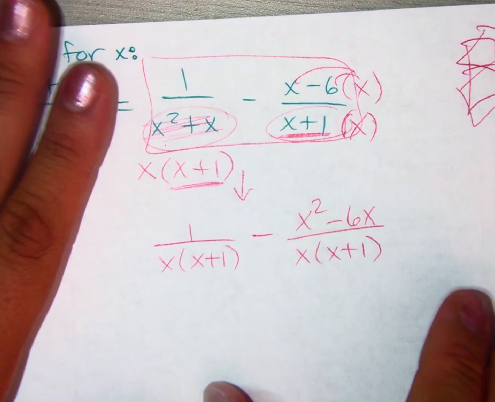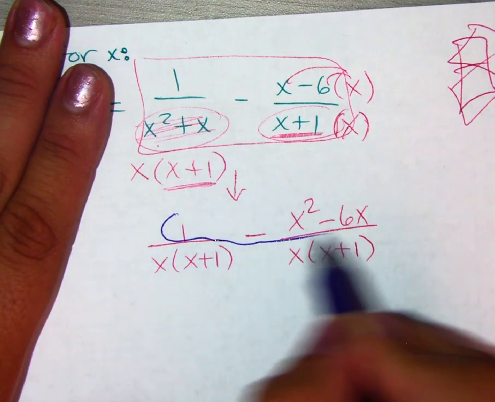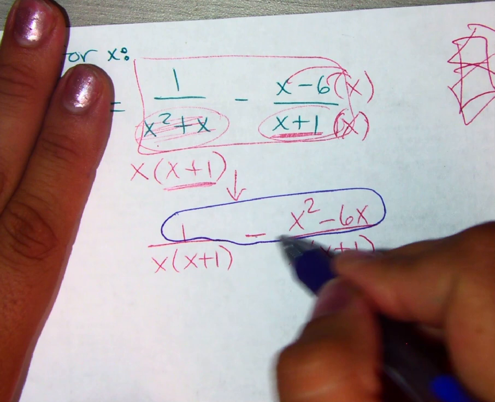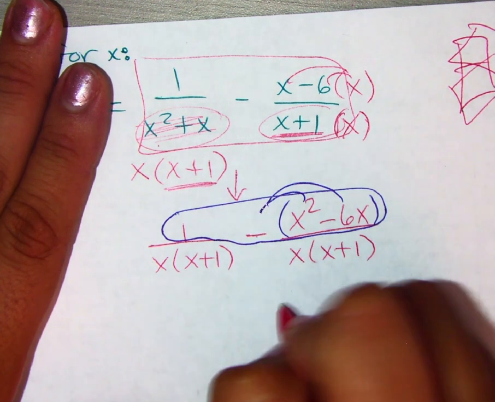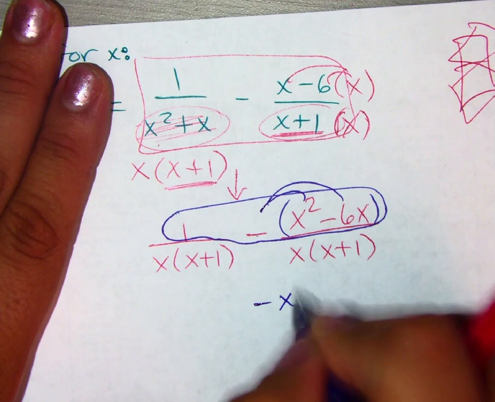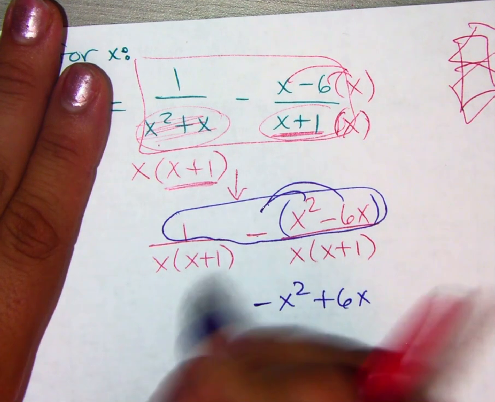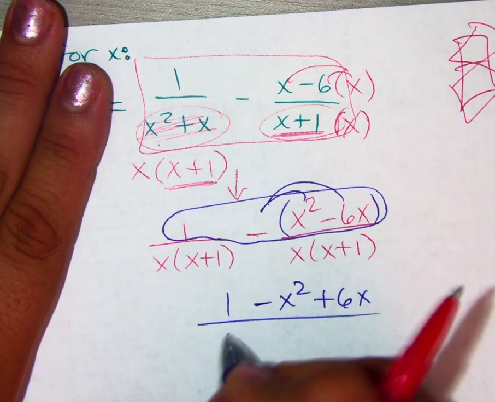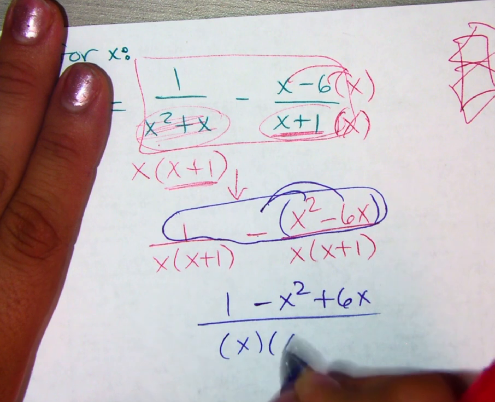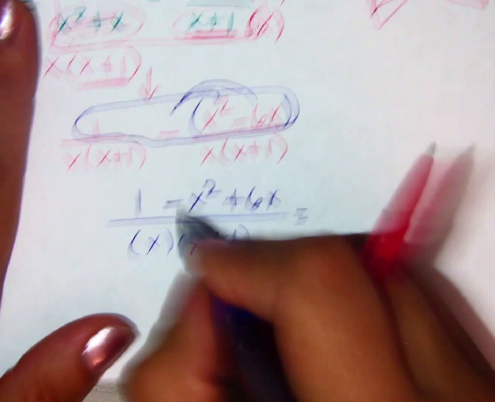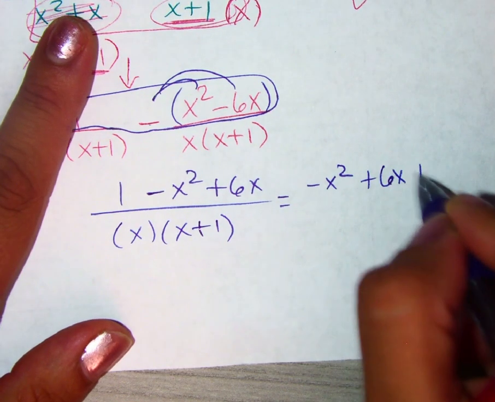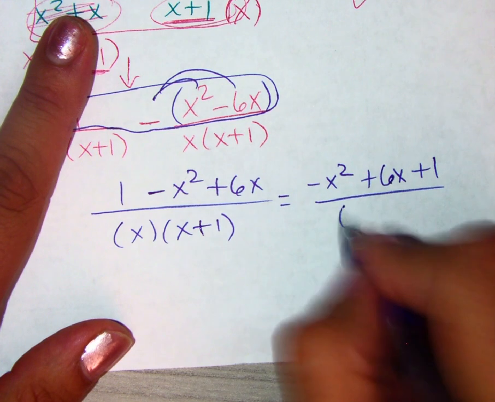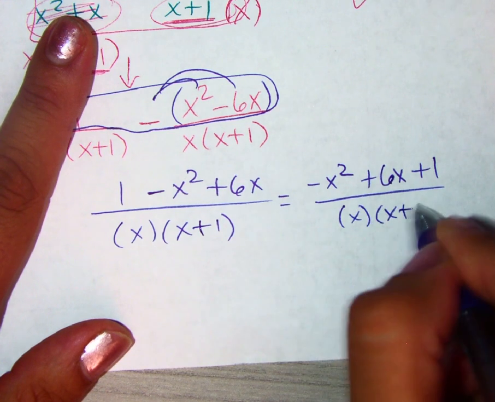Now that we have common denominators, we're going to focus on the numerators. And again, this is a subtraction, so we have to multiply that negative in. And we're going to end up with negative x squared plus 6x. Bring the 1 down. And now you have this. Simplify this and you get negative x squared plus 6x plus 1 over x times x plus 1.